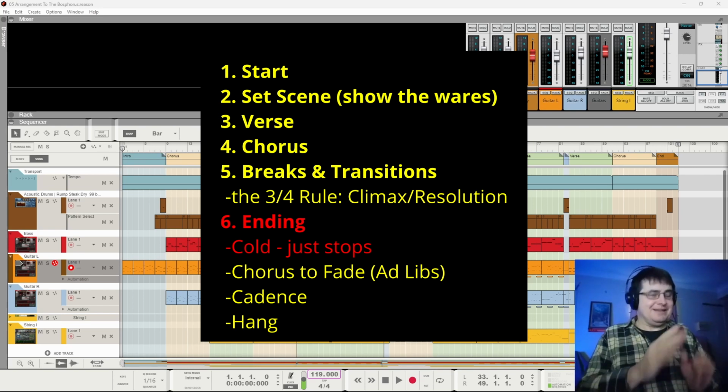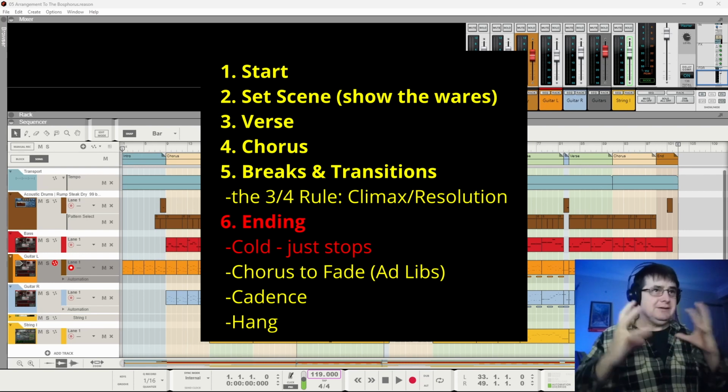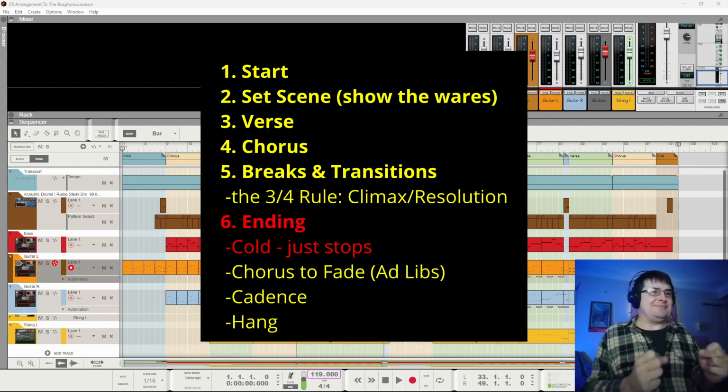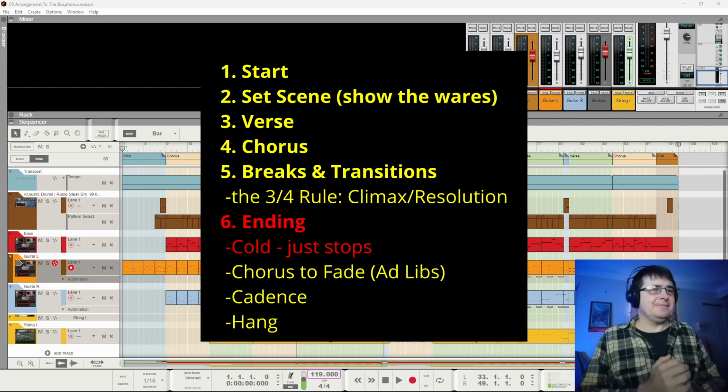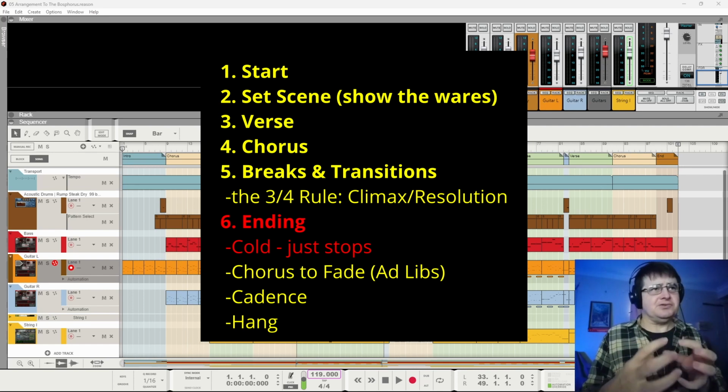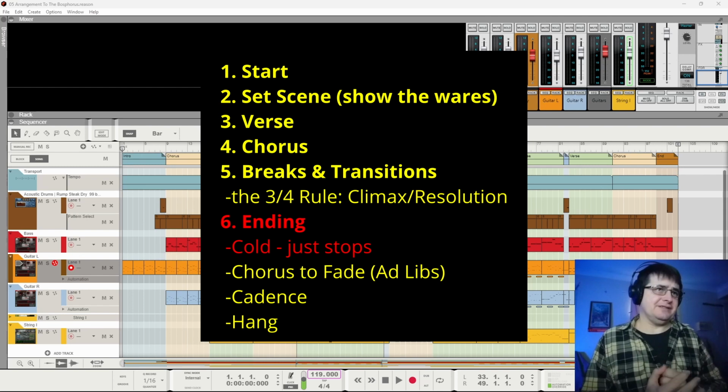You may even have the fader pull off the end of that cymbal to create a cold ending so it's arresting and people are like, oh, you got me there. That was great. Let's do that again. I love the bit where we ran into a brick wall at the end. So cold is a very deliberate decision. It should never, ever be a ran out of stuff to do.